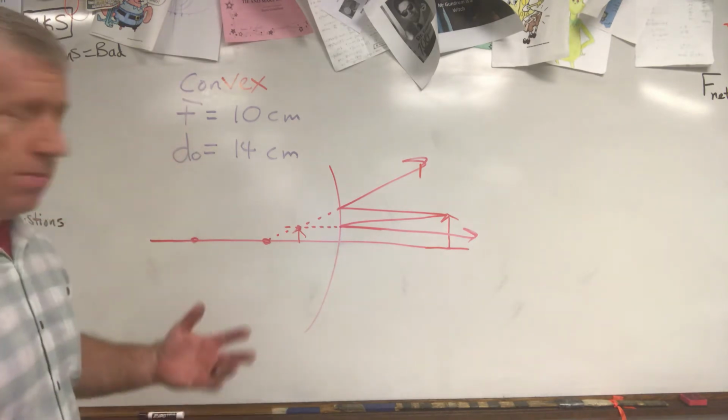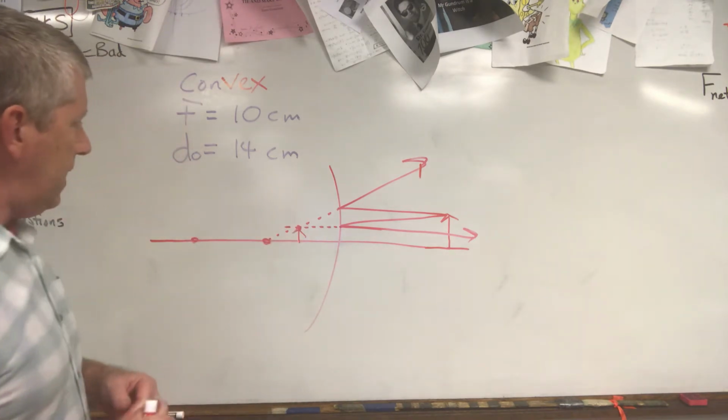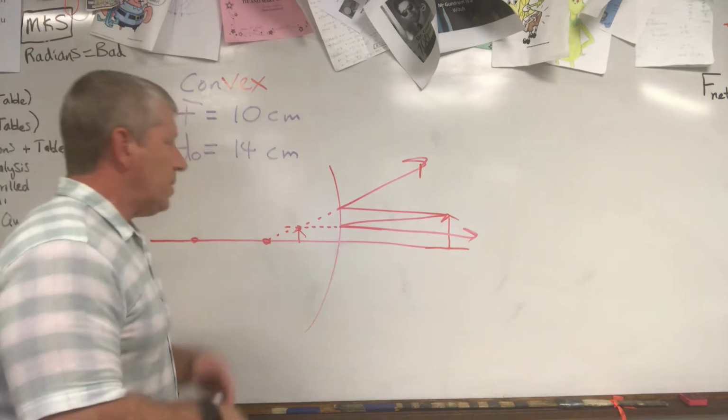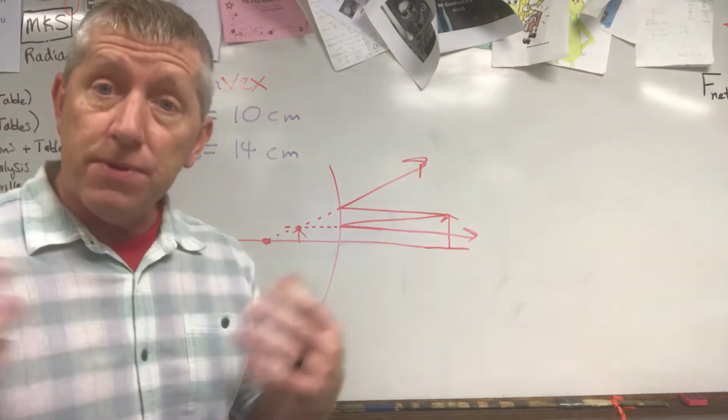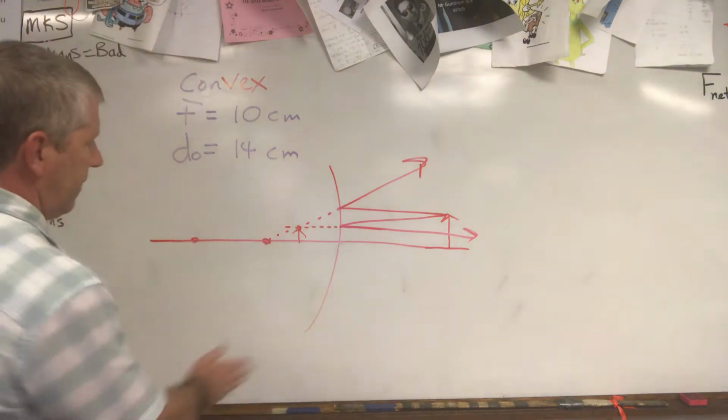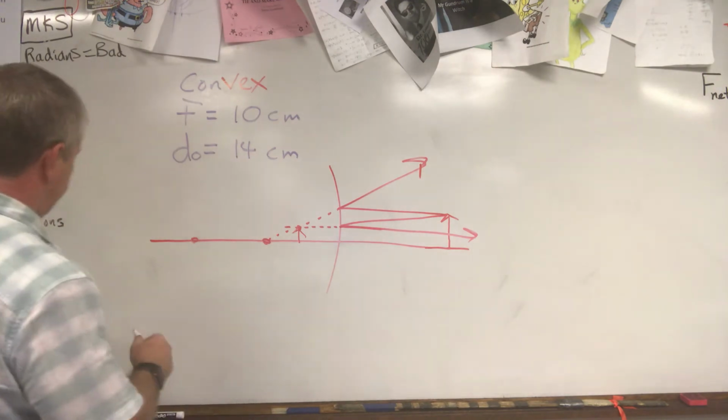5, 6, 7, somewhere around there, away from the mirror, and it is upright. So let's go ahead and do the math and see what the math says. All right, so the math, let's get the distance of the image.